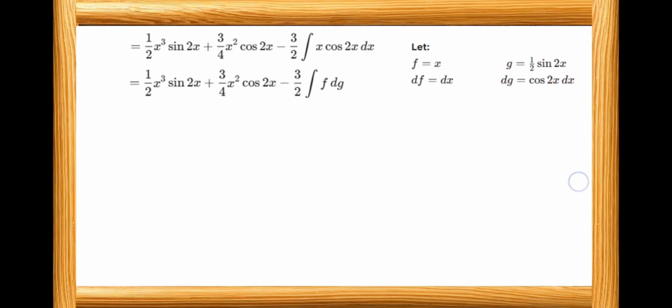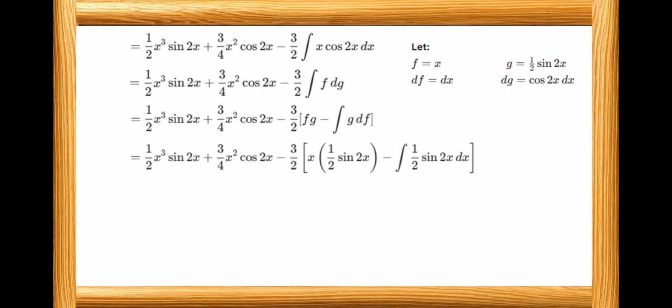In step 13, we expand the integral by applying the integration by parts formula. We enclose this entire expression in brackets to ensure that the constant negative 3/2 is applied to both terms through the distributive property. So we have 1/2 x cubed sine 2x plus 3/4 x squared cosine 2x minus 3/2 times the quantity fg minus the integral of g df.